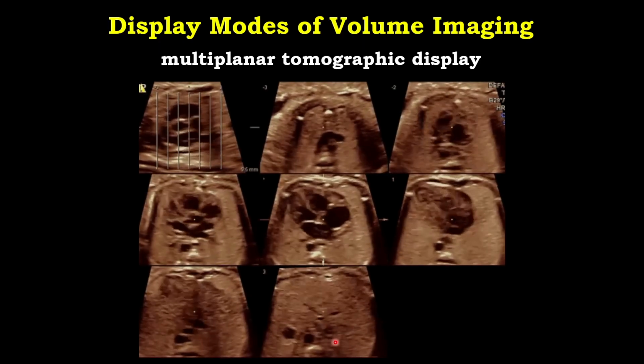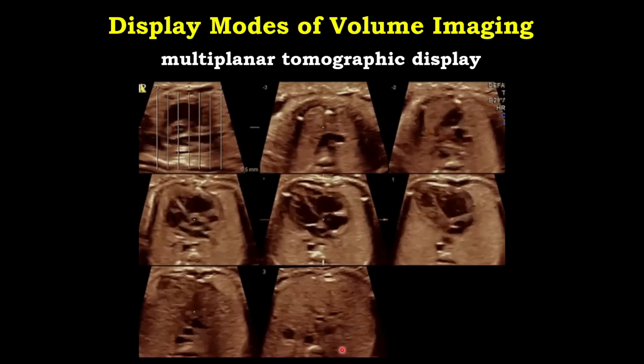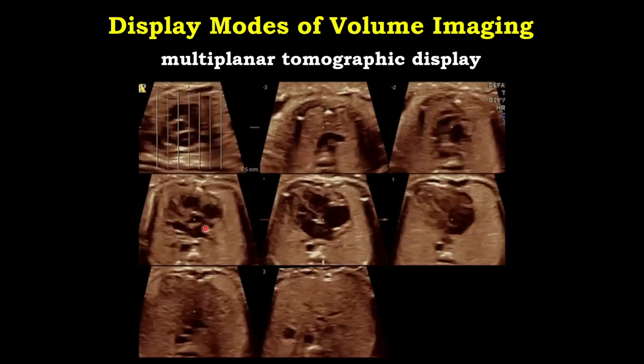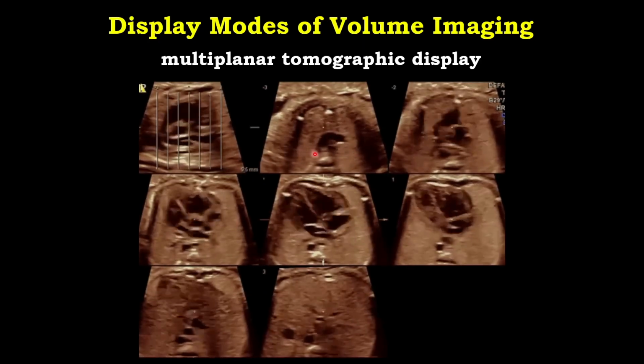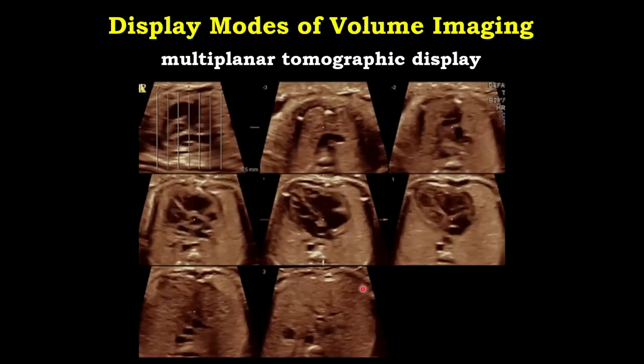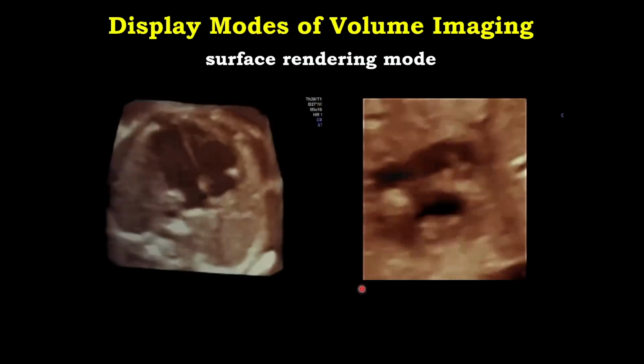And for example, here we can clearly visualize the situs, we can visualize the 4-chamber view, and we can see the LVOT a little bit, and then the upper mediastinum, the transverse aortic arch, thymus, and the SVC, sorry.